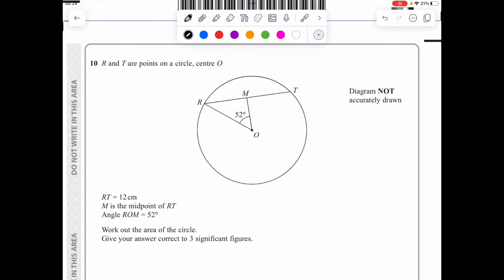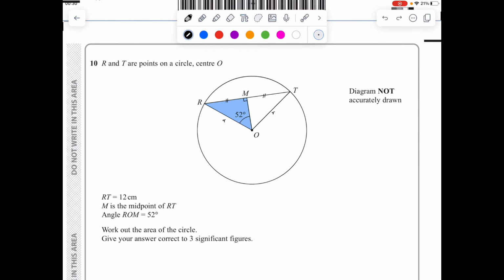In question 10, M is the midpoint of RT, so RM equals half of RT. Now I will join OT. The triangle ROT is isosceles, so RO equals TO. And because the point M is the midpoint of RT, it means that RMO is a right angle triangle. And I will use the right angle triangle RMO for my calculations.